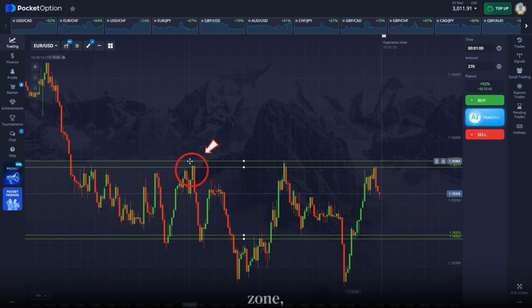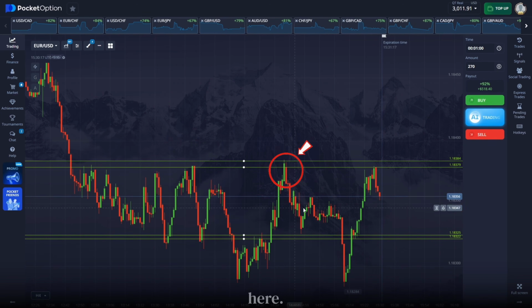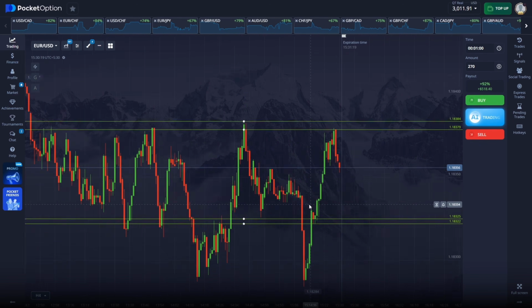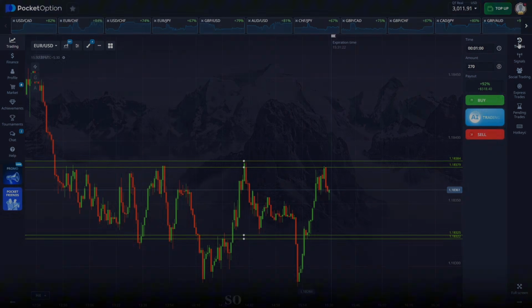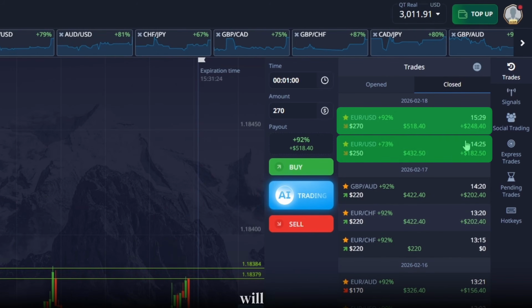Price after hitting the zone reverses very strongly here, reverses strongly here, and now it is reversing here strongly as well. So we have taken 2 trades and I will end this session here because I have other important work today. That is it for today.